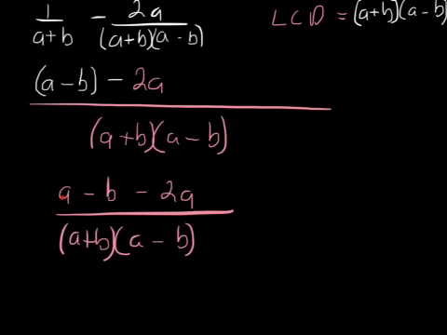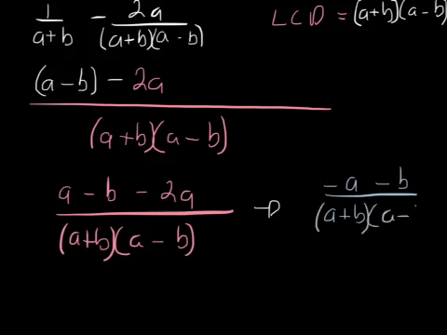And over here I have an a and two a's, so that will leave me with 1a, take 2 away, leaves me with minus a minus b over (a plus b)(a minus b). Okay, fantastic. So now, if we have a look, this could possibly be the end of our answer. But I'm going to tell you it's not.